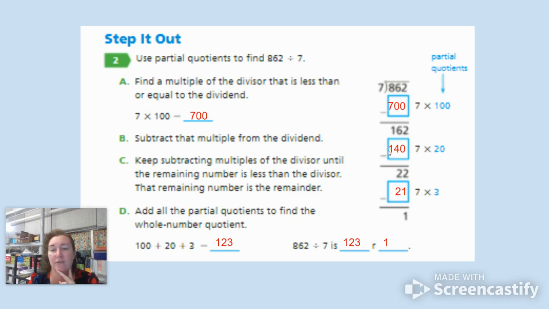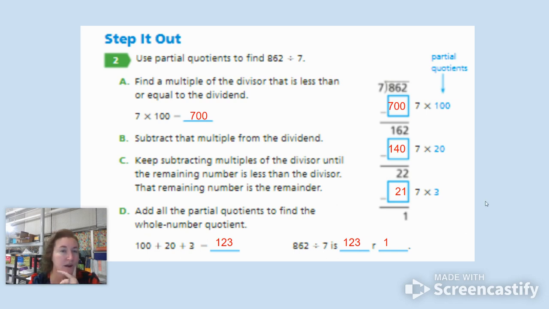So 20 groups of 7 is 140. We subtracted, we got 22. And then we look at our list of multiples of 7. 22 is really close to 21, which is 7 times 3. Subtract and get 1. Once again, we added all these partial quotients. 100 plus 20 plus 3 equals 123, but we can't forget we had 1 left over. So the answer is 123 remainder 1.